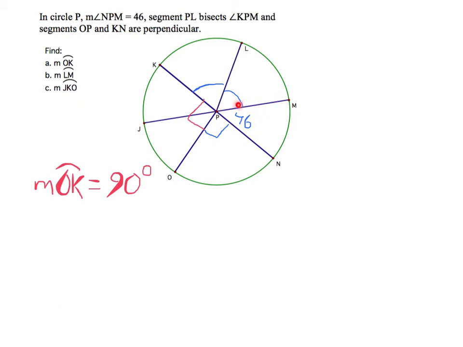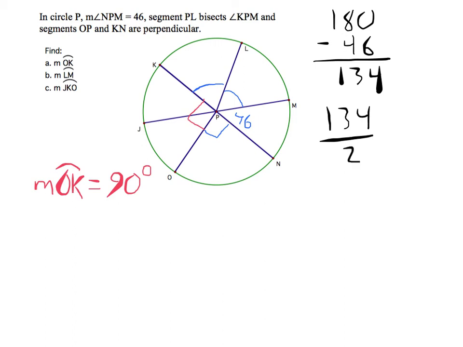Now here they didn't give me the angle measure, but we can figure it out. If this is 46, the whole thing is a straight line, that leaves, if we do a little quick math here, 180 minus 46 leaves me with 134. So the whole rest of this angle, angle KPM, needs to be 134, and because PL bisects that angle, I know that I can just cut that in half. So we'll do 134 divided by 2, which is going to be 67.